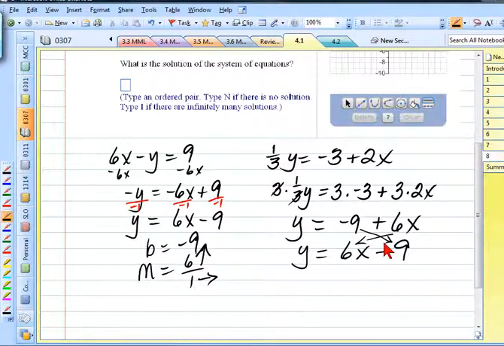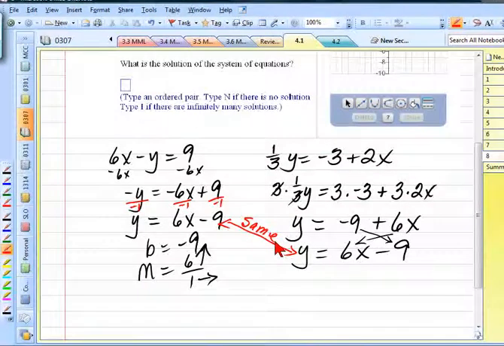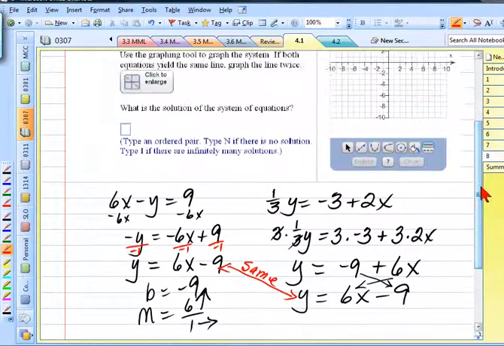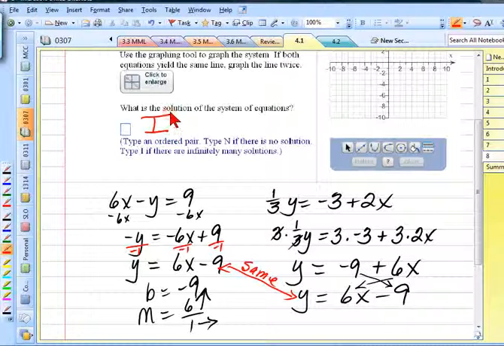And what do you notice now? They're the same. Just in the interest of time, I'm not going to graph these. I'm just going to tell you. You tell me, when I graph them, what kind of picture am I going to get? Tell me about the two lines. They're the same. And so the answer to this is infinite solutions. I'm just skipping doing the graph. Anybody have a question about using graphing as a technique?